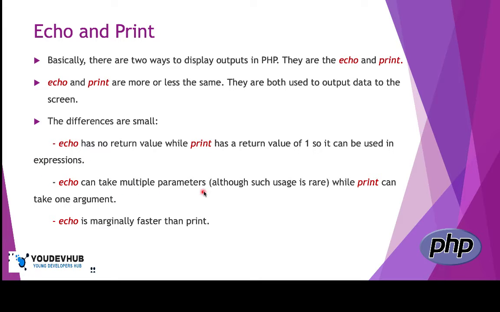Echo can take multiple parameters, although such usage is rare, while print can take only one argument. Echo can display so many things, while print can only display just a few things. Echo is marginally faster than print. So in output, it beats it in speed. Echo prints out faster than print.